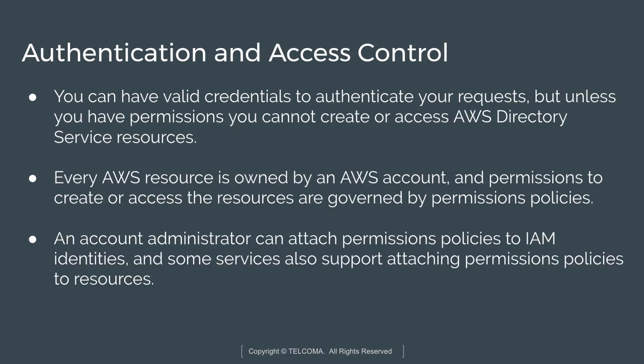Next, we have authentication and access control. That means whenever we are making a request, we must have permissions. We require a valid credential so that we can authenticate the request. Every AWS resource is owned by an account, and we require permissions to create or access the resources. An account administrator can attach policies and permissions as required to your resources.